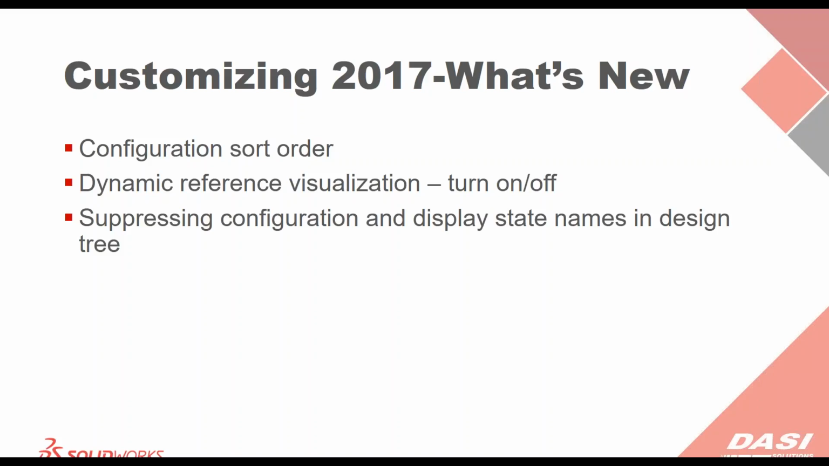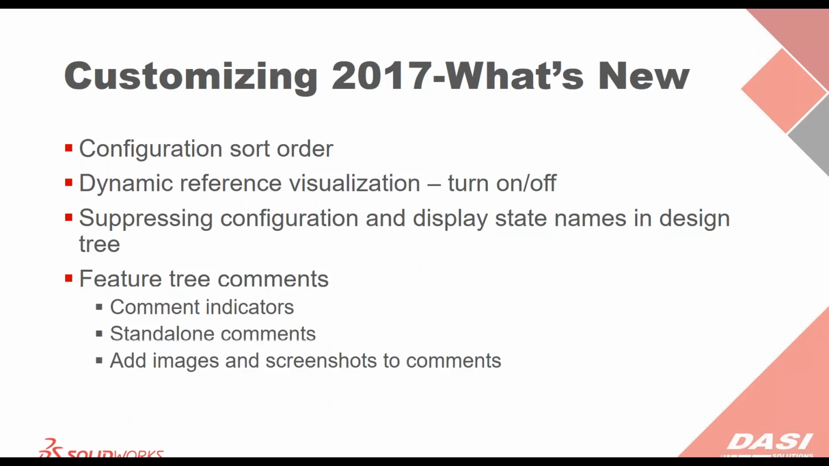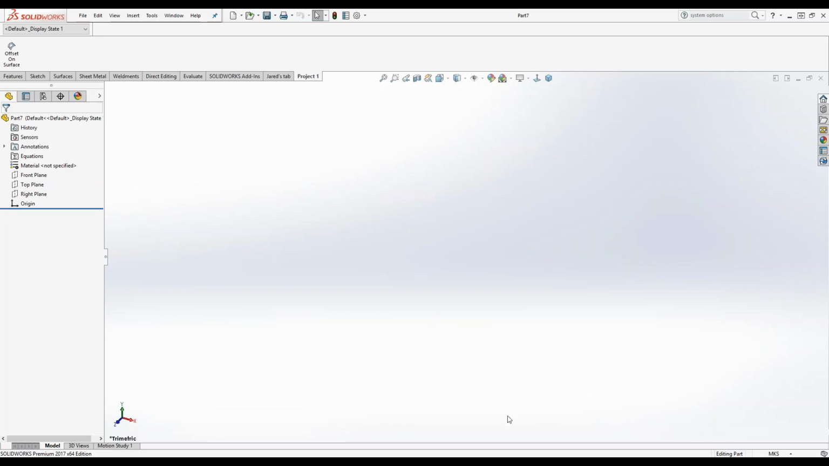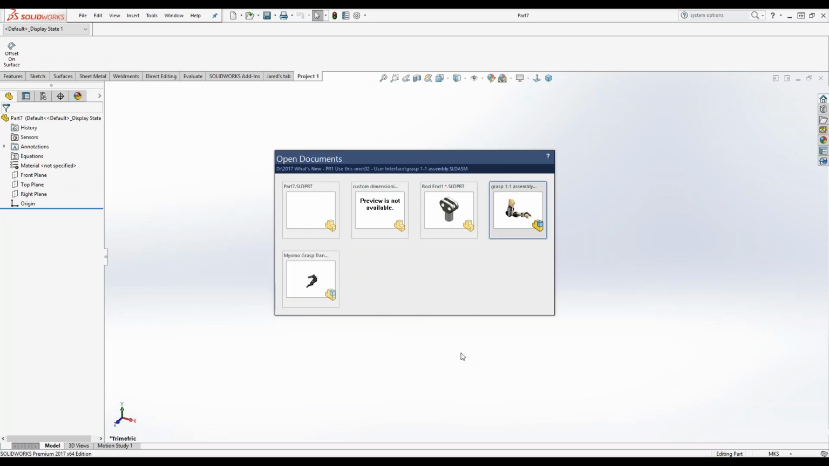Now you can suppress the configuration and display state names in the design tree. I really like that one because it makes it a lot cleaner if you only have one display state or configuration. You can add feature tree comments. With comment indicators, you can add standalone comments, and you can even add images to screenshots. So let's jump into SOLIDWORKS and take a look at a couple of these things really quick.